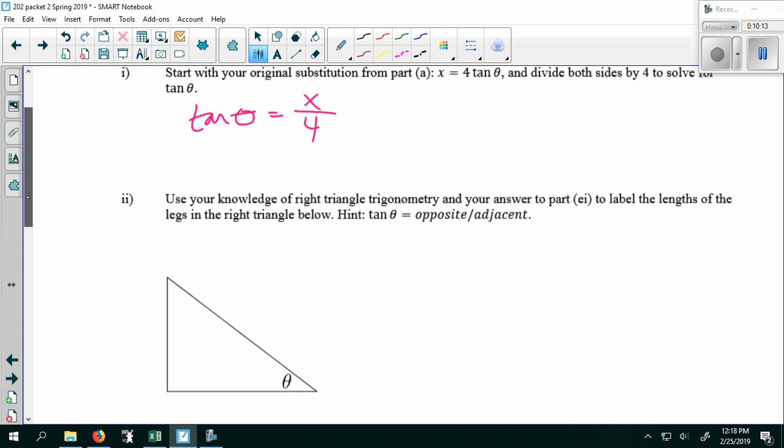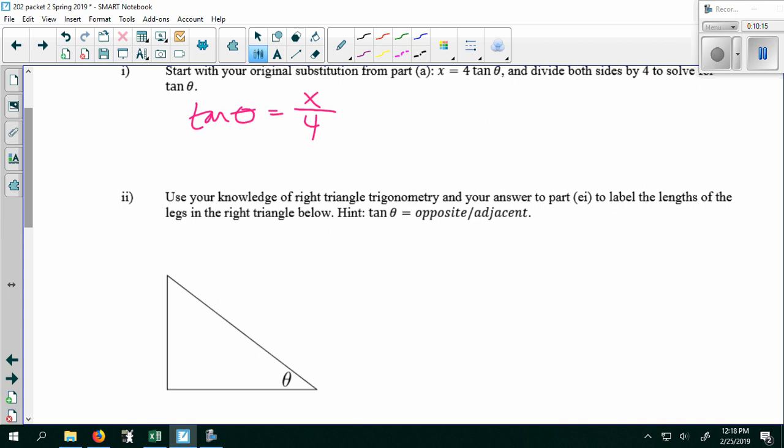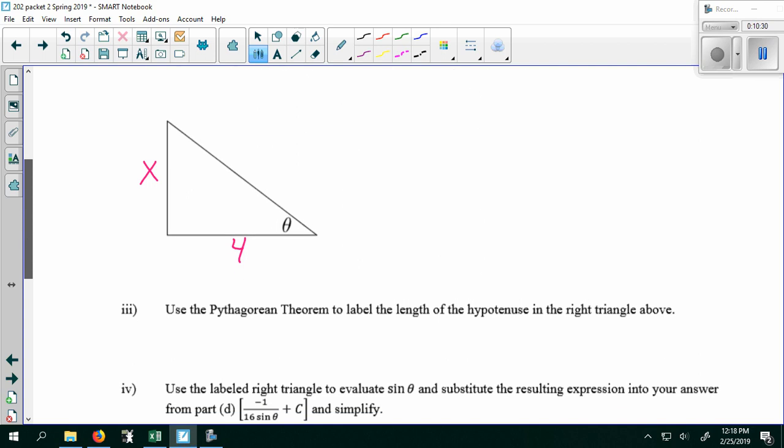So then we use our knowledge of right triangle trigonometry and our answer from above to label the lengths in the right triangle. So tangent of an angle is opposite over adjacent. So my opposite side is x and my adjacent side is 4. And then I'm going to use the Pythagorean theorem to find the length of the third side. So I know x squared plus 16 has to equal the hypotenuse squared, call it h. So h is the square root of x squared plus 16.